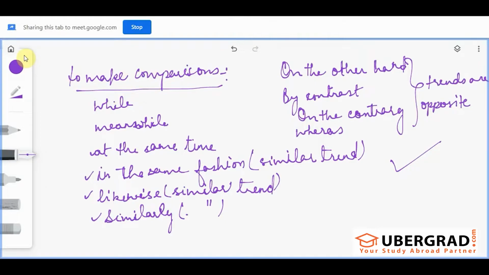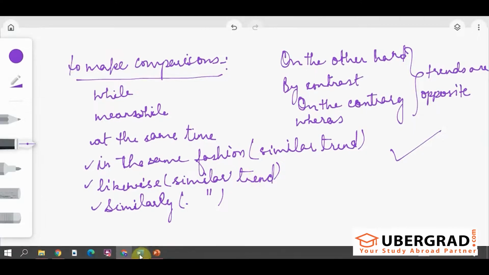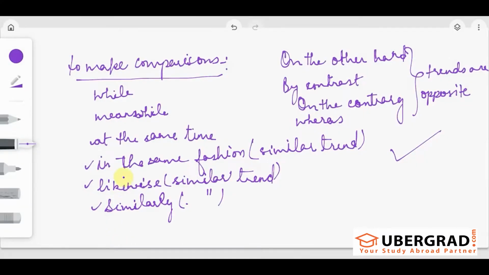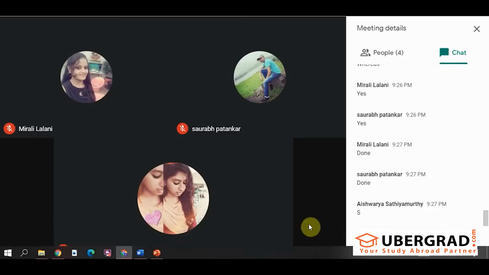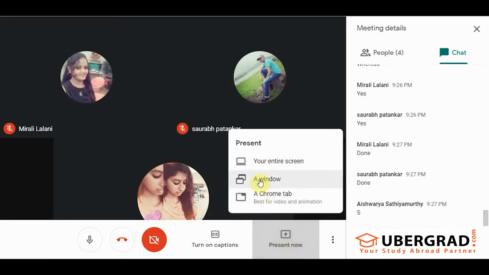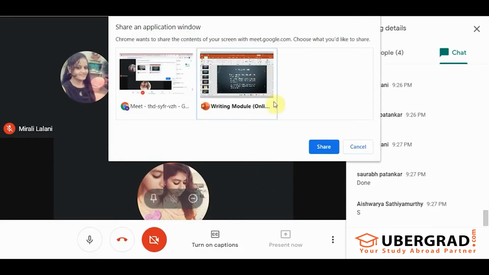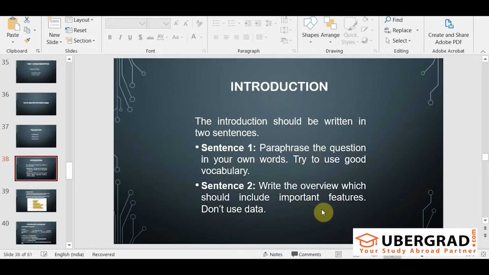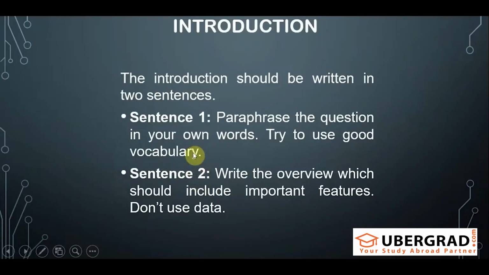So for overview, we have to write a separate paragraph. The PPT that we'll see now, over there, overview has been considered as a part of the introduction itself, but it should not be a part of introduction. It is a separate paragraph. Okay. I hope you will not be confused with that now. So here what is written as sentence 2 will actually be an overview, which is a separate paragraph. Okay. So the introduction should be written in 2 sentences? No, it should be written in 1 sentence only. This is the introduction. This is the overview.